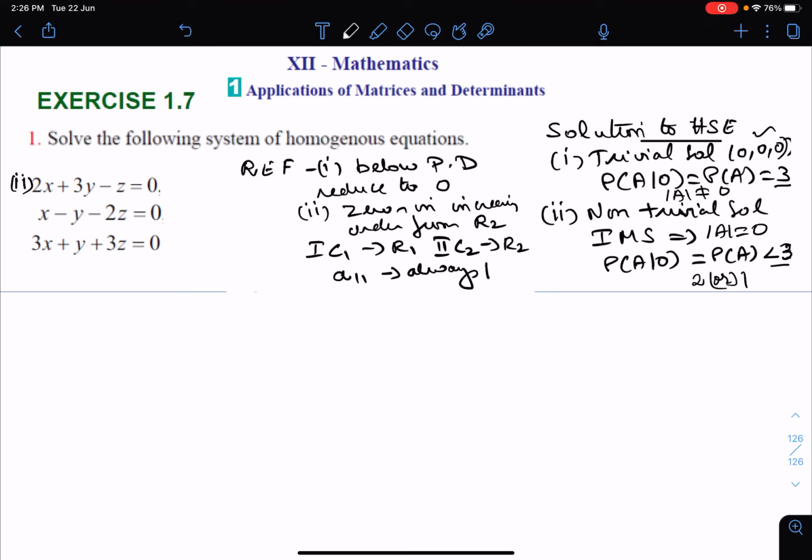Hello 12th standard students, welcome back to chapter 1, applications of matrices and determinants. Today in exercise 1.7 you are going to see the first sum: solve the following system of homogeneous equations.